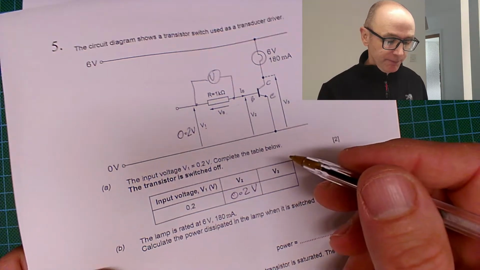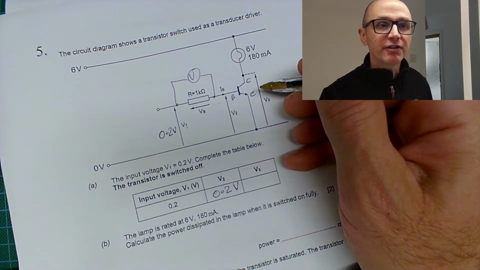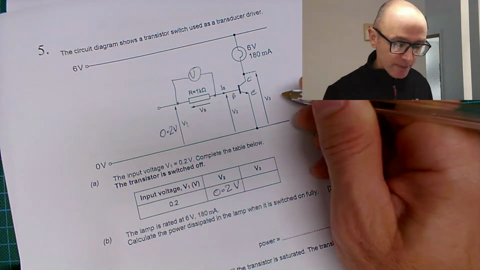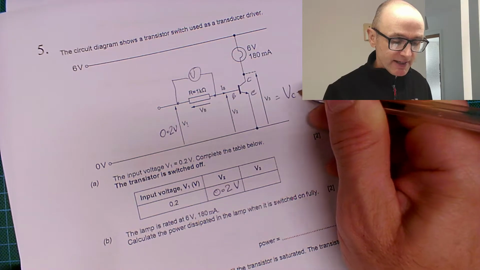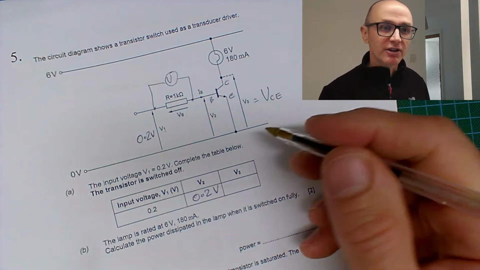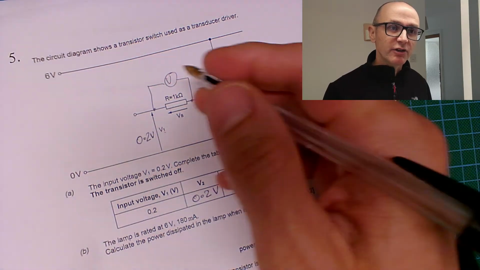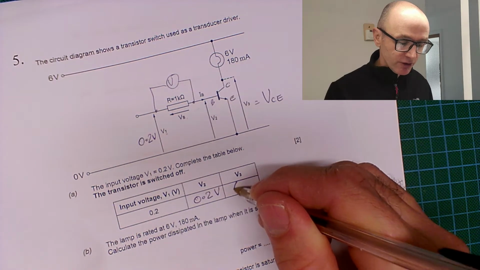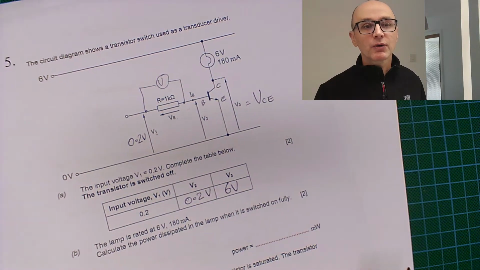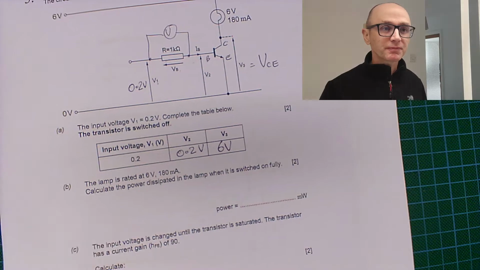So where are we? Yep, V3. V3 is the same as VCE, the voltage between the collector and the emitter. That is going to be the full supply voltage of 6 volts. Okay, hope you're keeping up on this one.